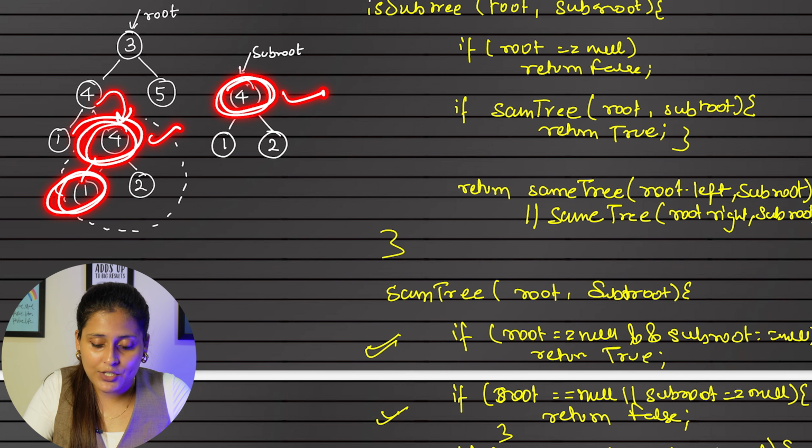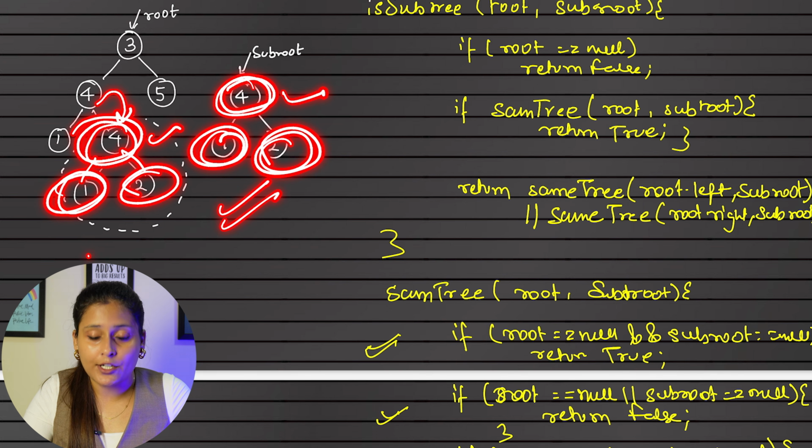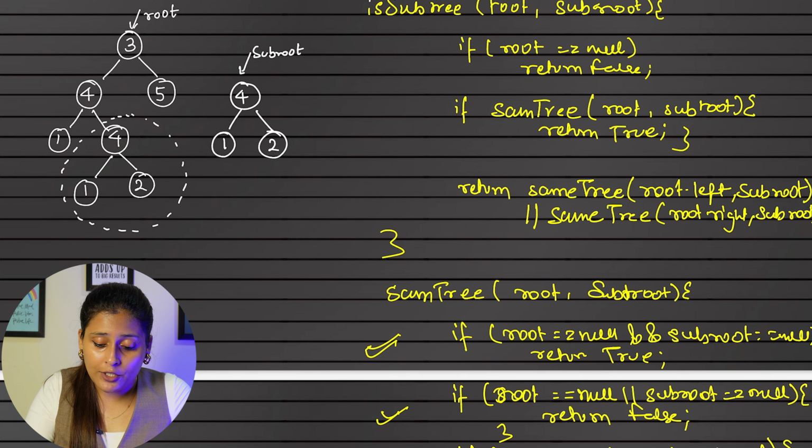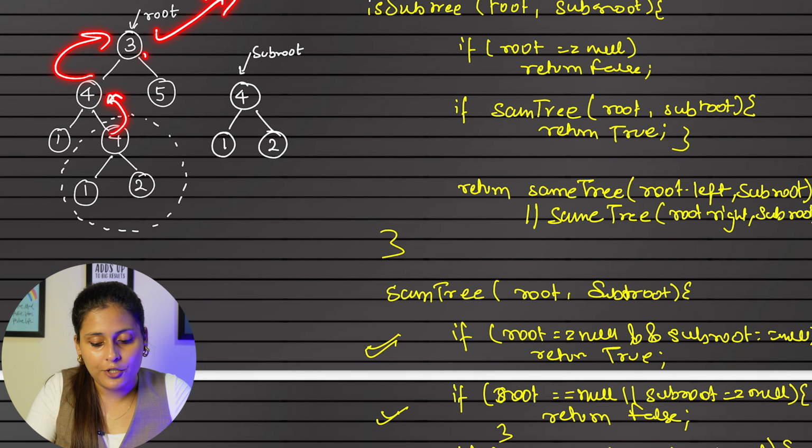Left side child matches, yes. Right side child matches, yes. So in this case we will return true. So this return true will get returned to this and will get returned to the final true.